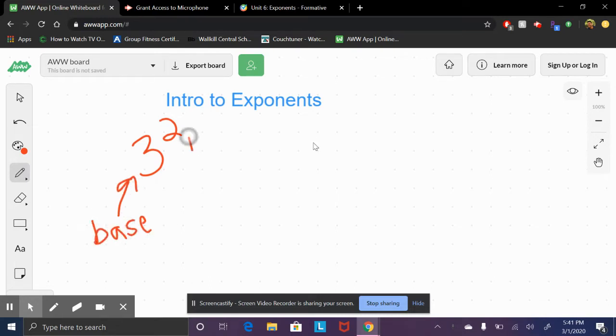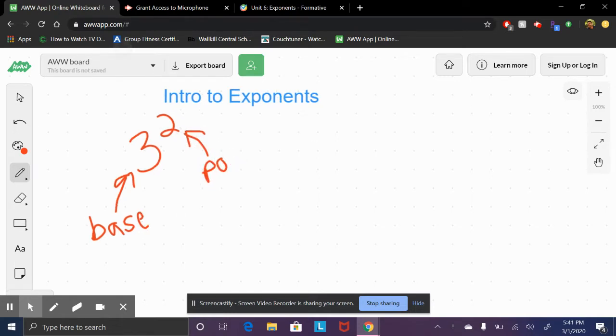All right. This 2 is called either the power, and is also known as the exponent. So that little number in the top right is referring to how many times the base multiplies by itself. So 3 to the second power means 3 times 3, which would be 9.